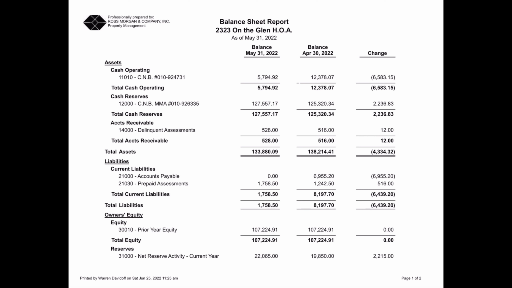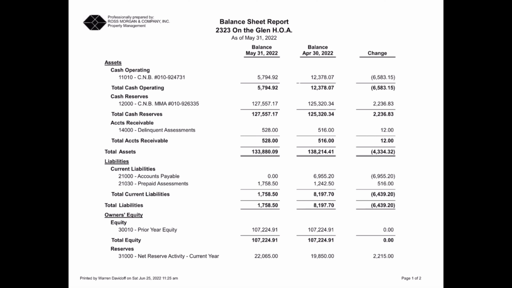The first account you see on the balance sheet is your cash operating account. Your cash operating account reflects money available to the association from homeowner dues payments. All money that the association receives from billing homeowners initially goes into the operating account. And then from the operating account, it's dispersed. It's dispersed to the reserve fund, or it's dispersed to a special assessment account if a special assessment is running.